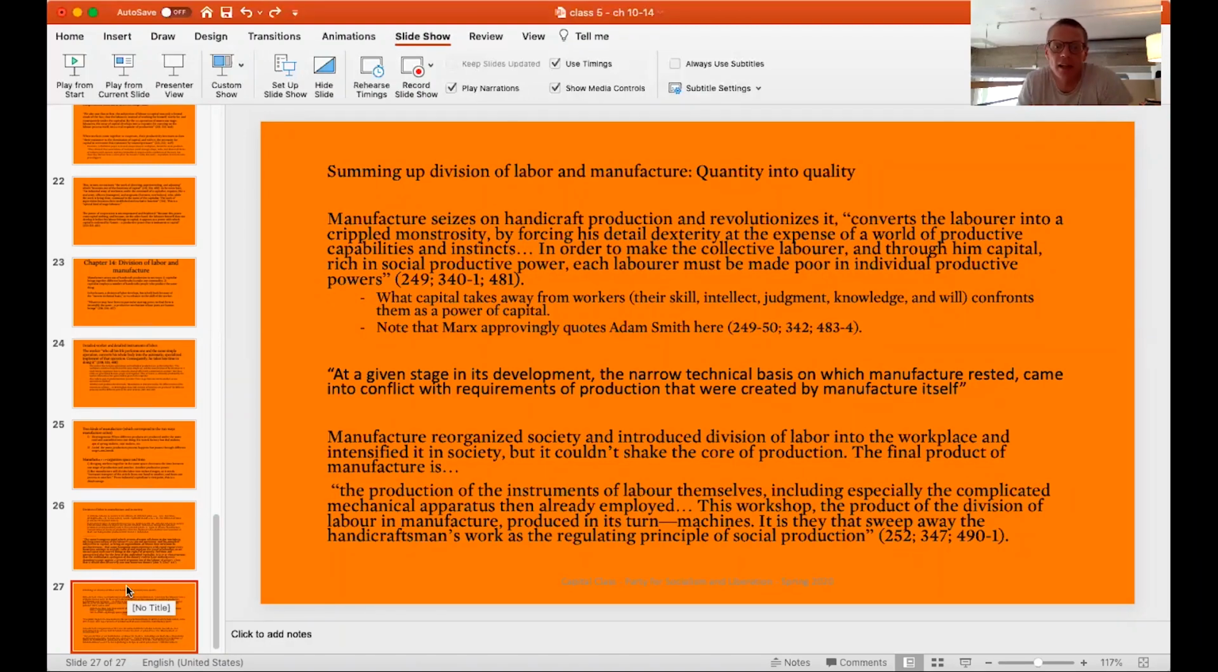And at a given stage in its development, the narrow technical basis on which manufacture rested came into conflict with the requirements of production that were created by manufacture itself. So manufacture reorganized society, introduced or intensified the division of labor in the workplace and in society, but it couldn't shake the core of production. The final product of manufacture is what we're going to get at next class, which is the production of the instruments of labor themselves, especially the complicated mechanical apparatus then already employed. The workshop, the product of the division of labor and manufacture, produces in turn machines. And it is machines that sweep away the handicraftsman's work as a regulating principle of social production.